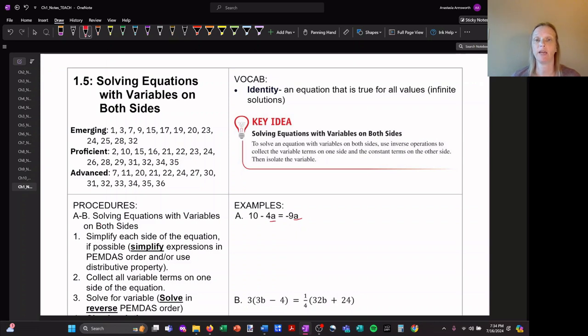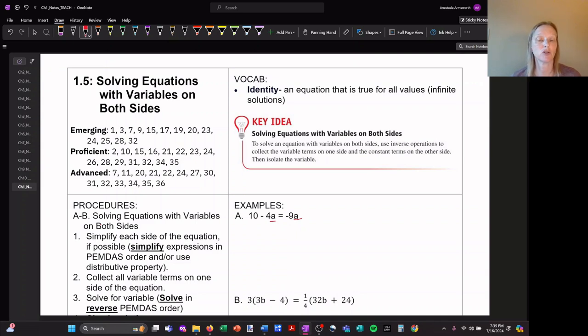We want to simplify each side of the equation. The additional step is that then after simplifying, we want to try to collect all of the terms that contain the variable on one side of the equation. And then we'll just proceed in reverse PEMDAS order from there. So looking here, I have 10 minus 4a on the left side of the equation and negative 9a on the right side. And I can't do anything to simplify the left or the right side of the equation.